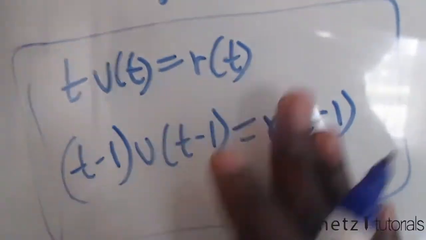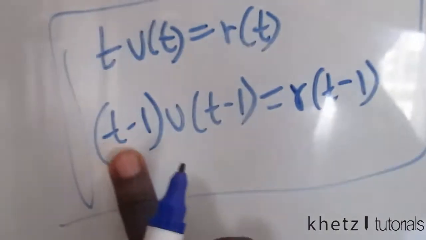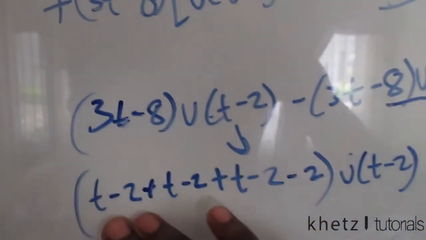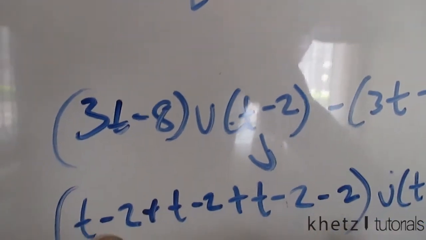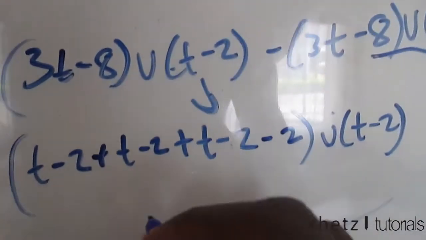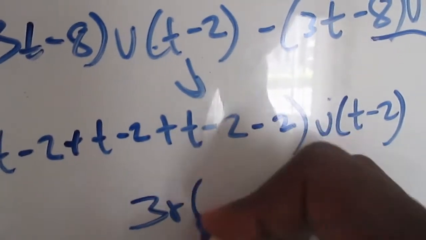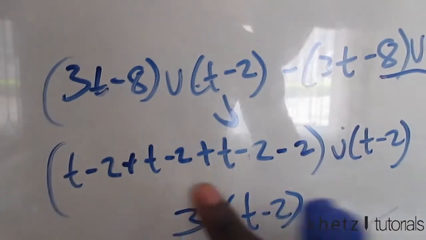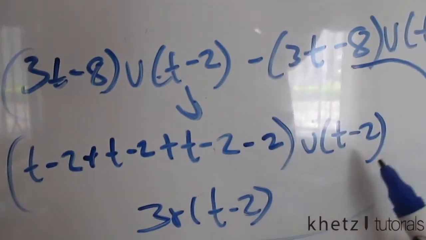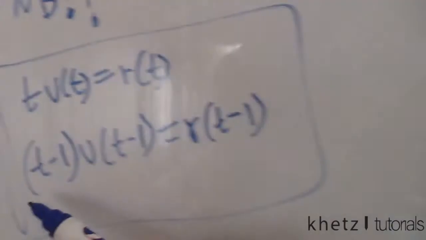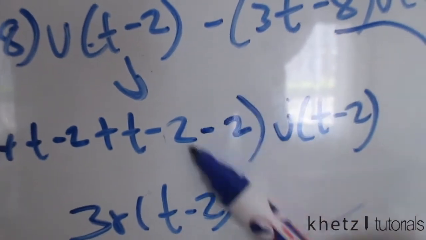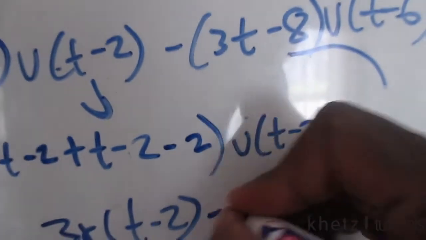Looking back at what I just said here, t of u of t is equal to r of t, and t minus 1 of u of t minus 1 is equal to r of t minus 1, right? So we now have 3 of these t minus 2's, which is similar to this case. So we have 3 of those, which means our result will be 3r of t minus 2, because we have 3 of those. So essentially we have 3 t minus 2 u t minus 2, right? Which is going to result in 3r of t minus 2. But we also have this minus 2, and therefore we're going to factor that in, and we're going to have it over there.